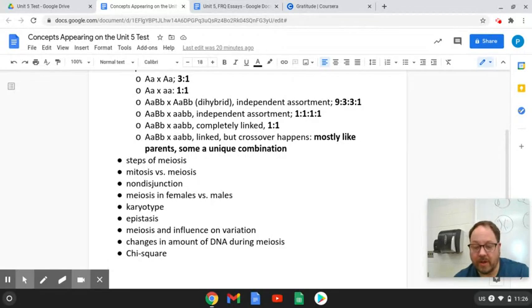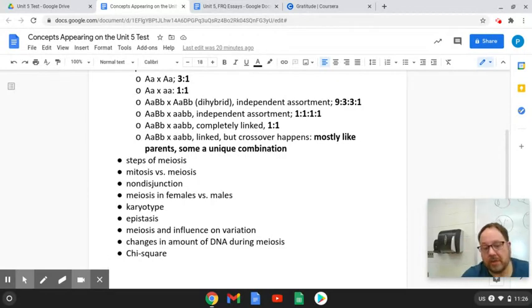Meiosis, how does meiosis create variation? Think independent assortment, crossing over, things of that nature. Let's see, changes in the amount of DNA during meiosis. I think in the lecture for chapter 13, we went through the amount of DNA present in cells at different stages of meiosis. So you might look at that.